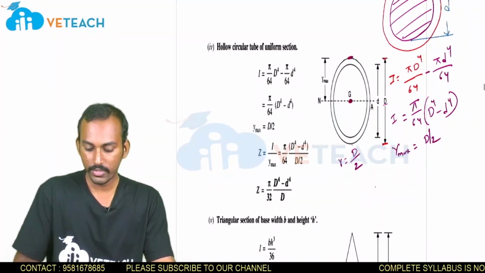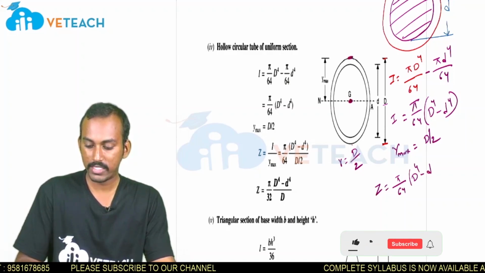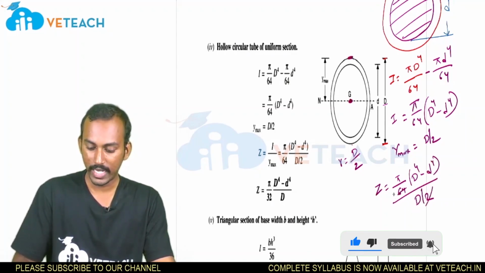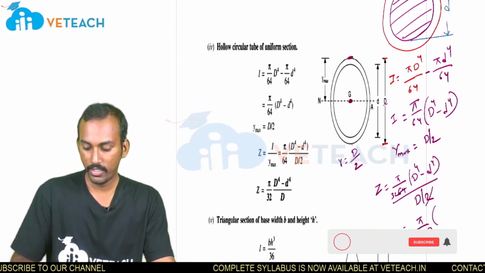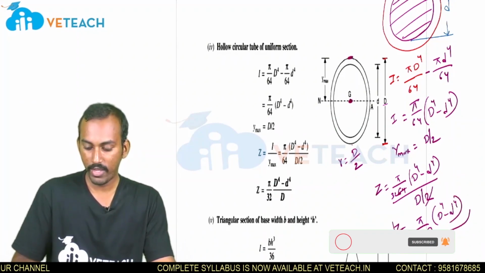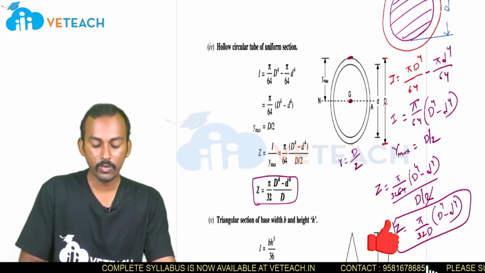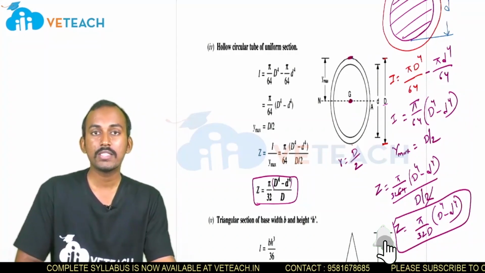You just substitute z is equal to pi by 64 into D power 4 minus d power 4, divided by D by 2, right? So 2's 32's. So the remaining will be the same: pi by 32D into (D power 4 minus d power 4). So this is the z value for a hollow circular section, with D power 4 minus d power 4 in a bracket.